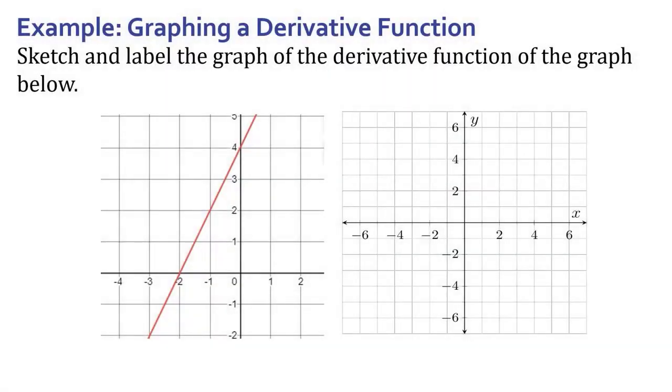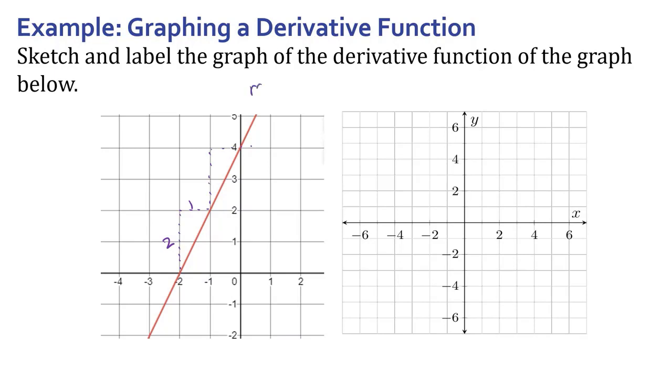Okay, so we just said that a derivative can actually be a function. So let's look at what this function would look like if we graphed it. So sketch and label the graph of the derivative function of the graph below. Okay, so here we have a linear function, which is great. And that means that the rate of change, or the derivative, is going to be a constant. So that rate of change at every x value is going to be 2 over 1, which is 2.